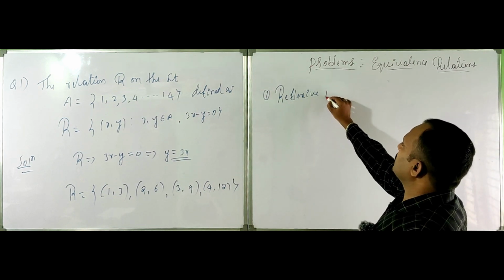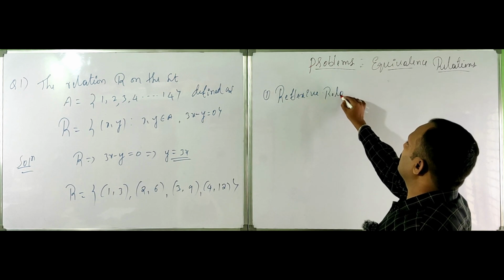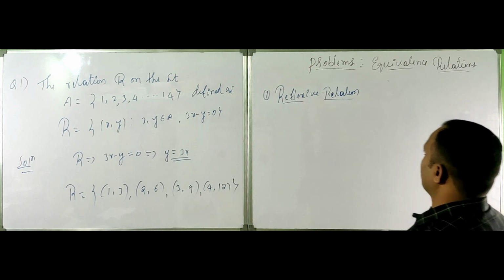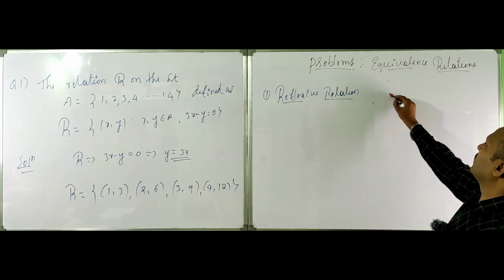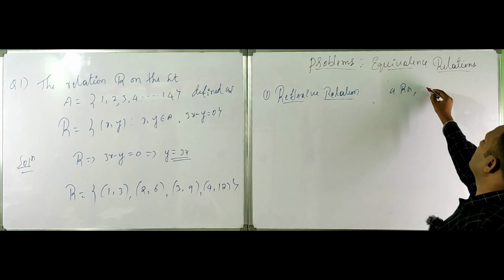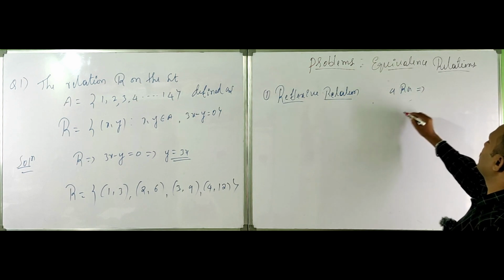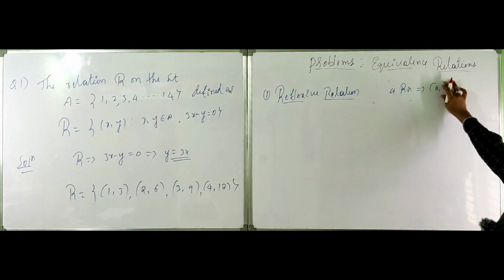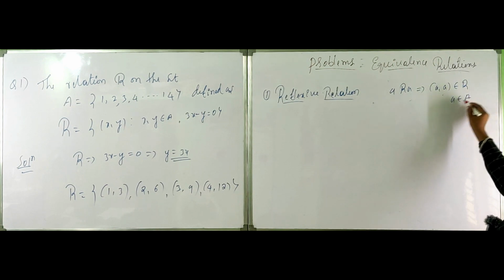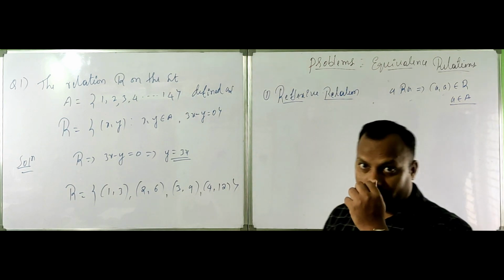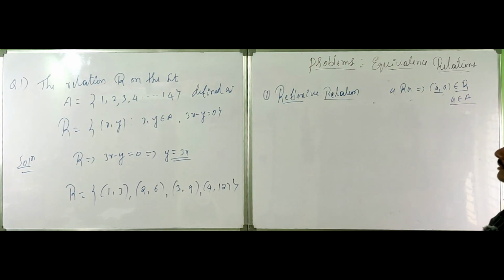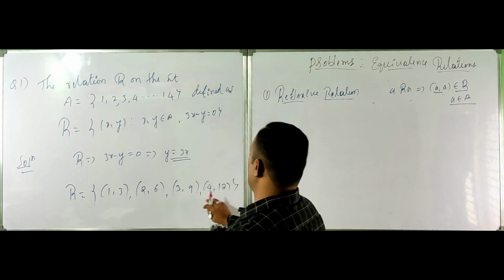Reflexive relation. Let me consider, what is the reflexive relation? We should show that for (a, a), under any condition or definition, (a, a) belongs to R where a belongs to A. Here our A is {1, 2, 3, 4}. Sir, (a, a) should belong to R, but here we have (1,3), (2,6), (3,9) and (4,12).